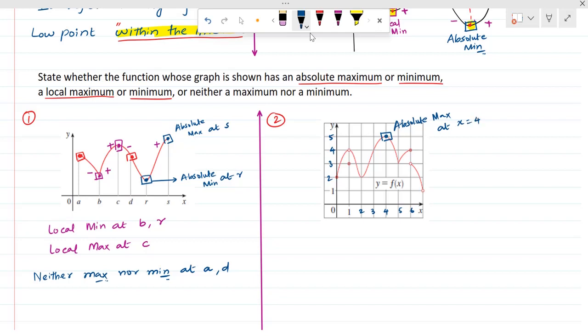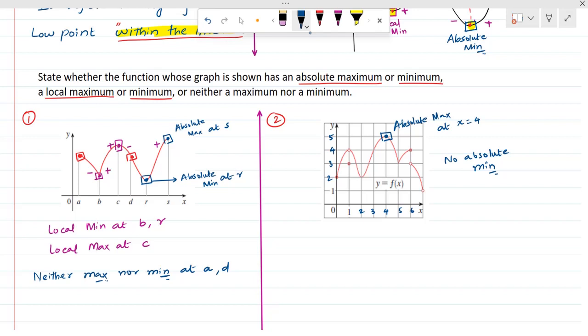By the way, what is the absolute minimum? This is a minimum point, but it is not closed. It is not included. Therefore, I say there is no absolute minimum. Now the next one, I have to find the local maximum and minimum.